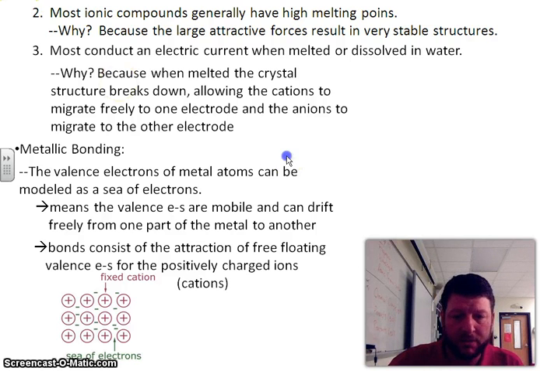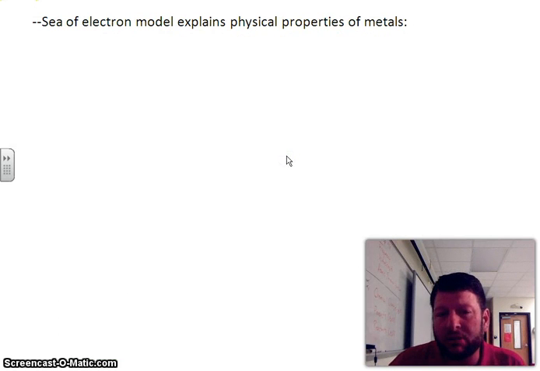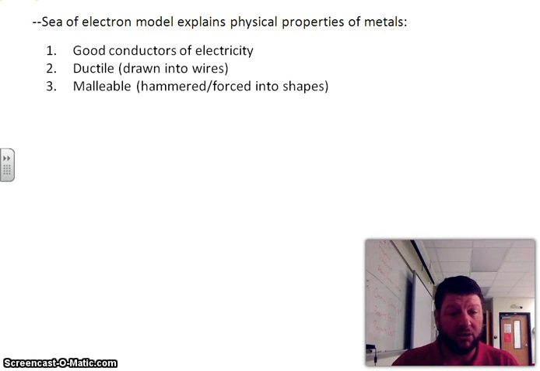Now, the sea of electrons model will explain physical properties of metals. They are good conductors of electricity. They are ductile, which means you can draw or pull them into wires. And they are malleable, which means that you can hammer them or force them into shapes.